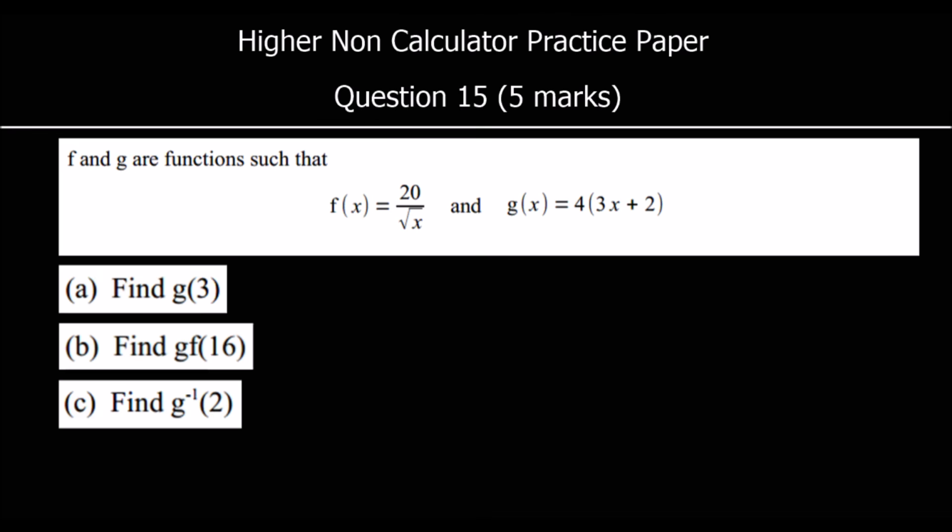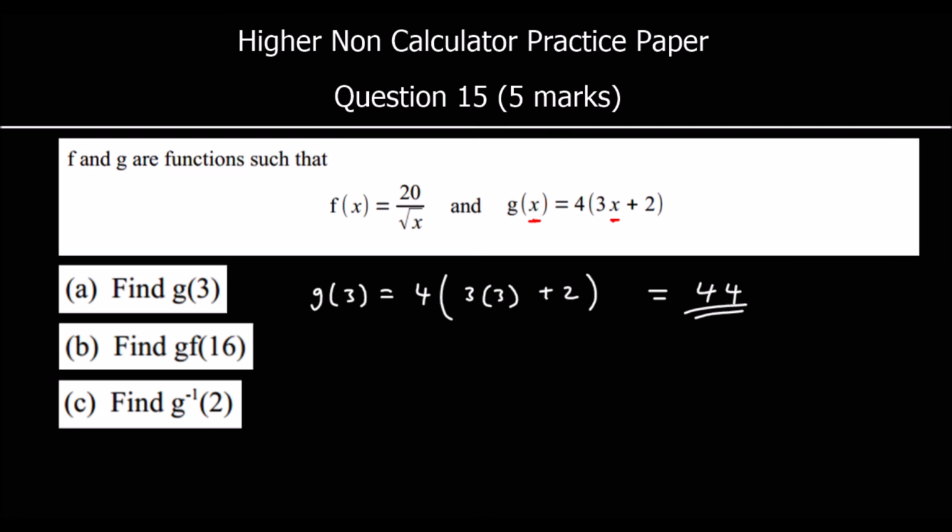Okay, one for you to try. So give this one a go. Part A, find g of 3. So we're substituting 3 into our g function. Change the x into 3. So g of 3 is 4 times 3 3's plus 2. 3 3's are 9, plus 2 is 11. 4 11's, 44.